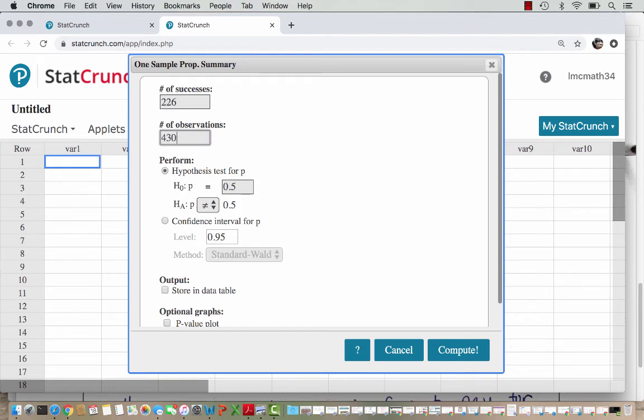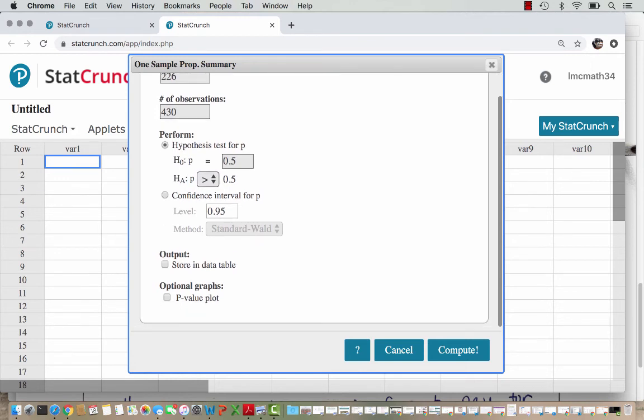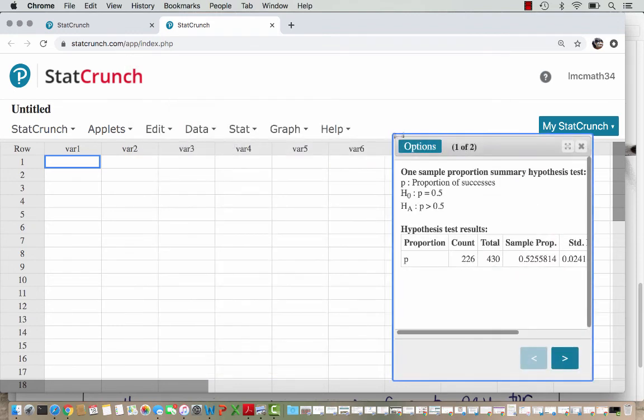Now notice by default, the value in the one sample proportion hypothesis test is 50% or 0.5. So in this case, since we're checking for a majority of students, more than half, we don't have to change our 0.5 value. In our alternative hypothesis, we do want to pick the correct inequality. So we're going to choose the greater than inequality. And then I like to see the p-value plot. So I'm going to scroll down and check p-value plot and click compute.